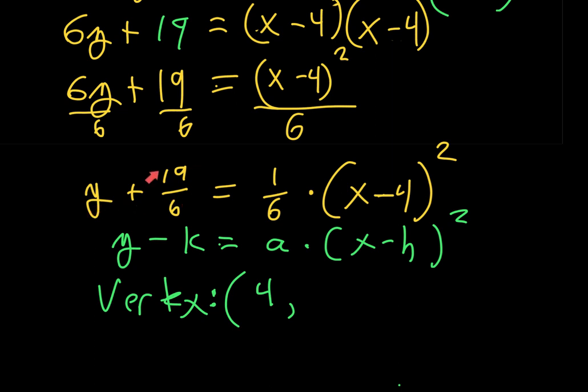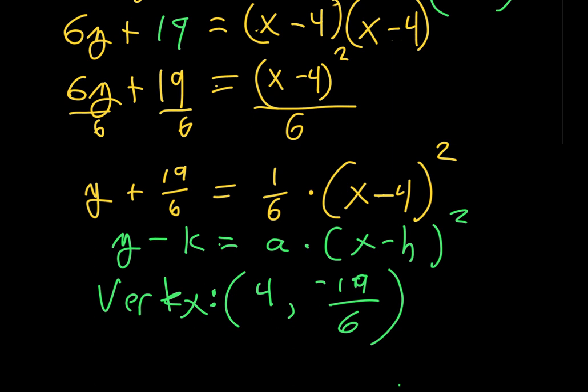I look over here. Is this minus? No, it's not. So whatever k is will be the opposite sign of this. Or, in other words, what makes this 0? What number could I put in for y that makes this 0? Negative 19/6, and that's the y component of the vertex.